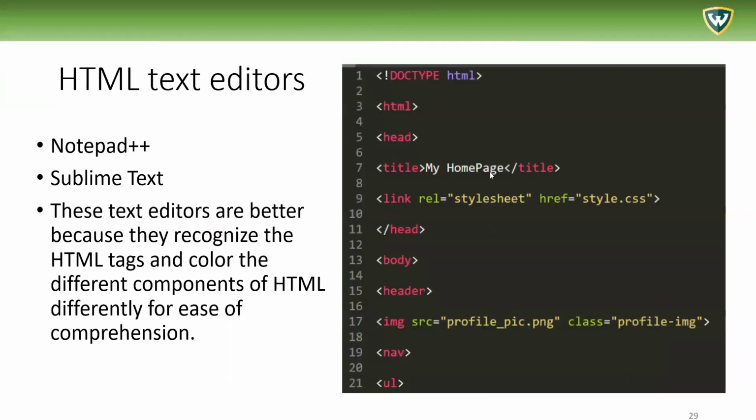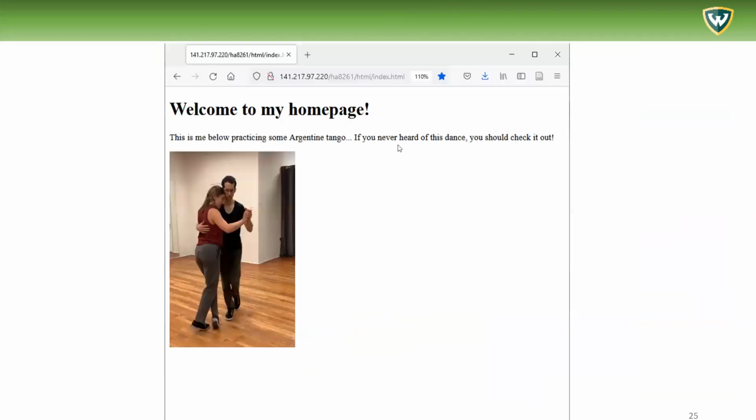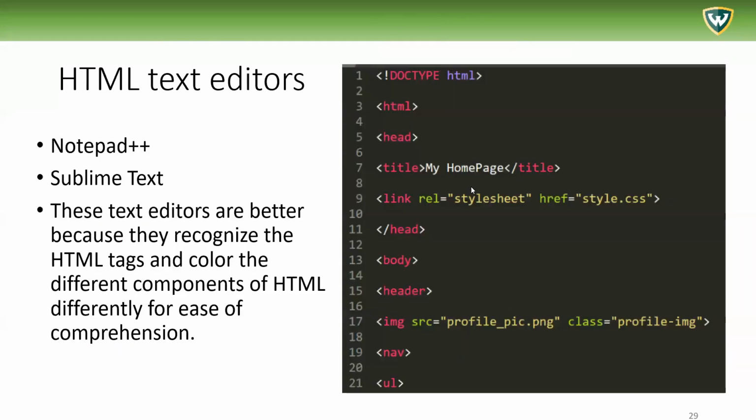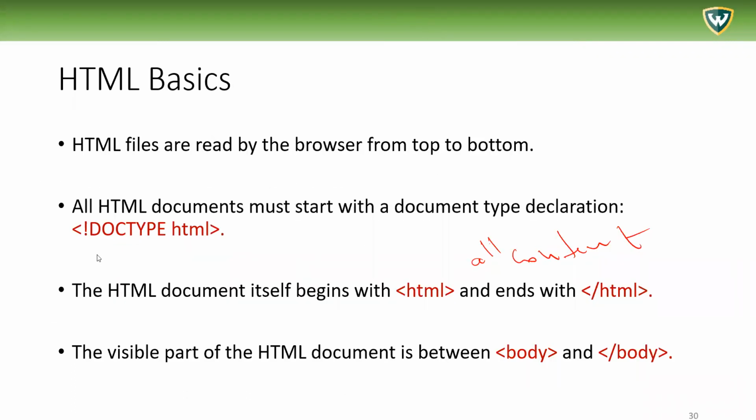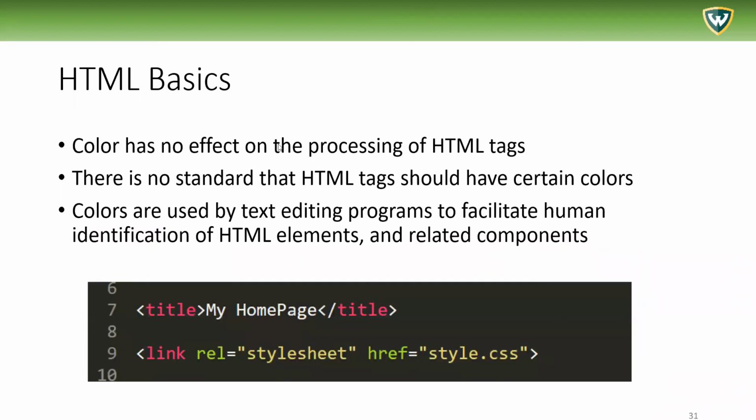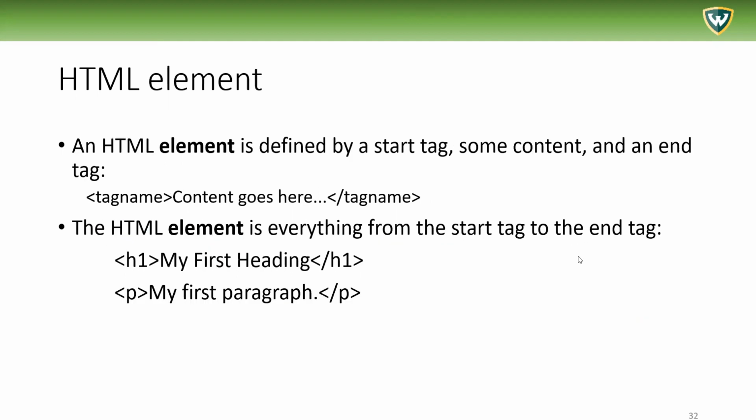If you look here, this is not the same file as the one I showed, because I wrote "welcome to my homepage." I didn't write just "my homepage." So this is not the title of that page. Color has no effect on the processing of HTML tags. There is no standard that HTML tags should have certain colors. Colors are used by text editing programs to facilitate human identification of HTML elements and the related components. So let's go deeper into the HTML element. I'm going to stop here and continue in another video.